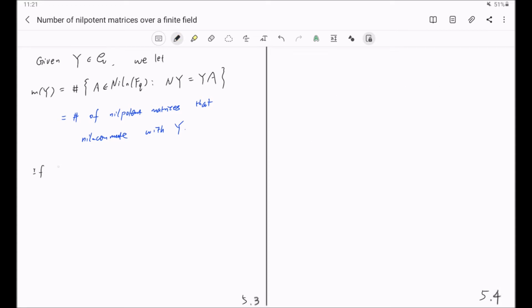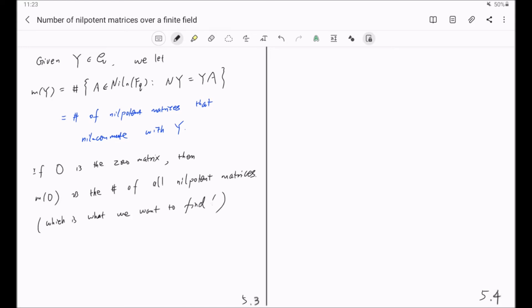And if O is the zero matrix, then M of O is the number of all nilpotent matrices, which is what we want to find. And here's our lemma 4.